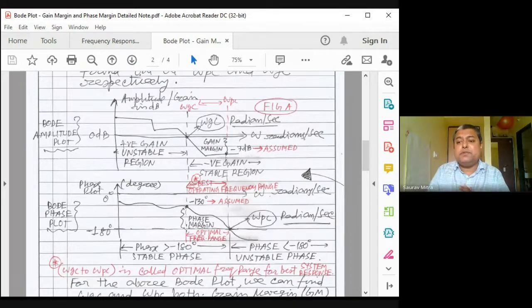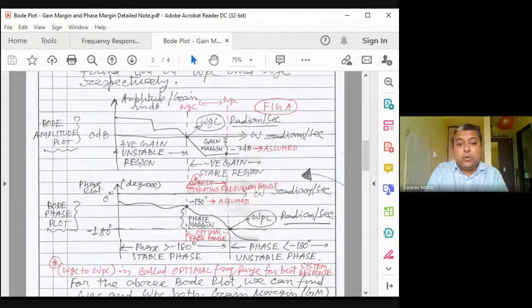So first we have to find, whenever we are designing a system, which frequency range we want to operate it for. Any system you cannot design for any arbitrary frequency range. We have to check what is the input coming to the system, what input we want to magnify, what input we want to process. Suppose from 5 radian per second up to 50 radian per second.